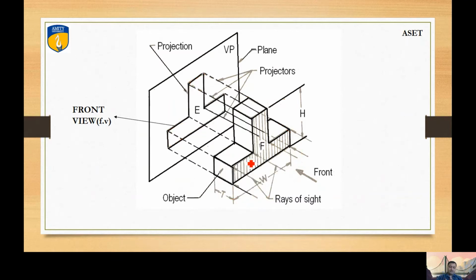When you see any object, the condition is only one: the projectors should fall perpendicular on the plane. Projectors should fall perpendicular on the plane, right? So this is the orthographic projection.